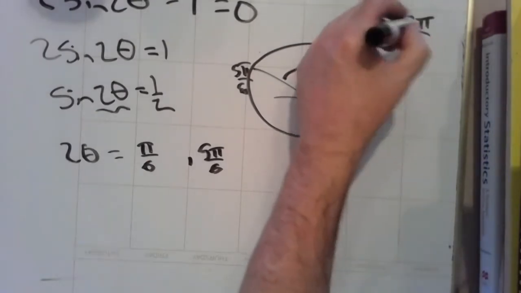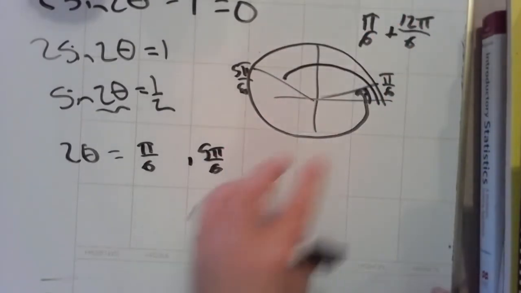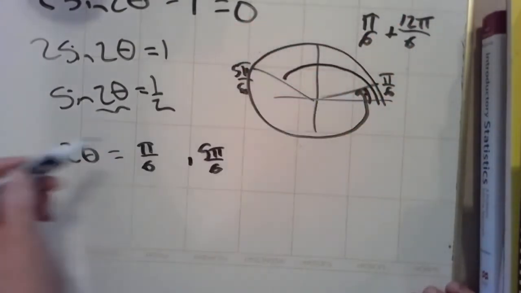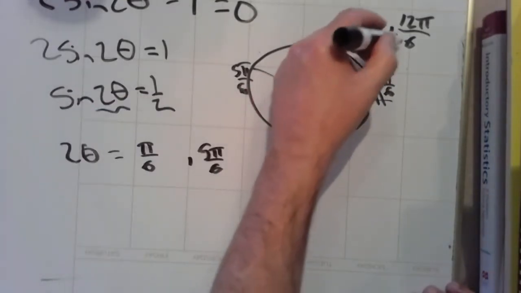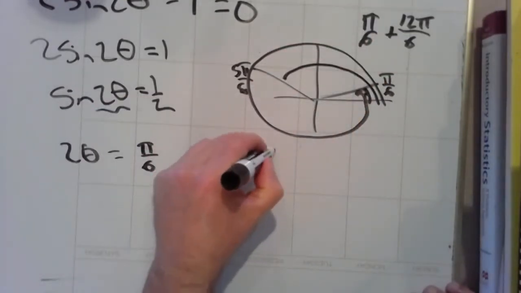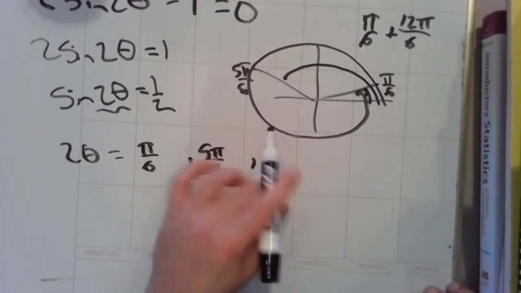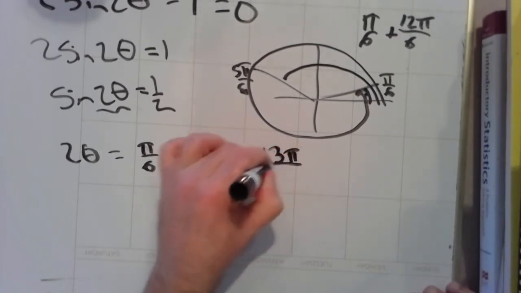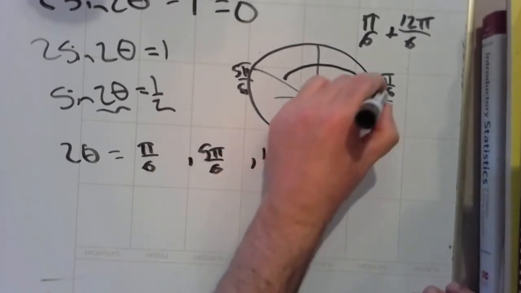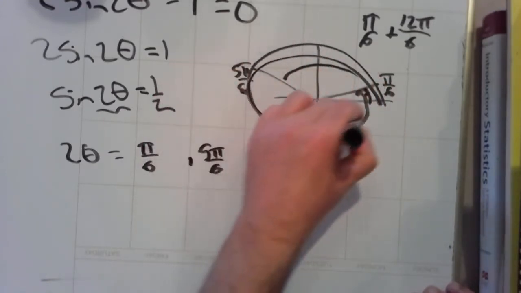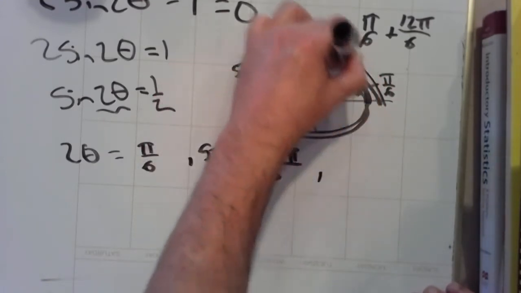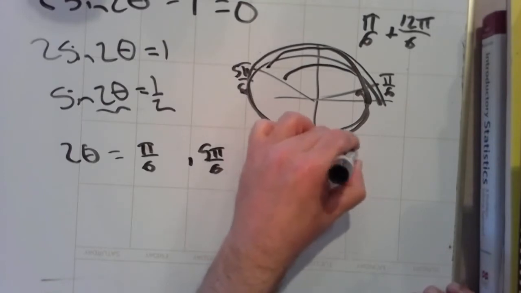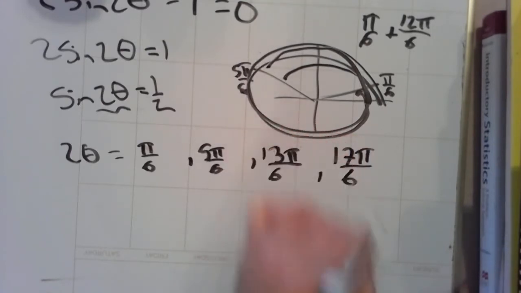Our life's going to be easier if we have a common denominator. So my next time that sine equals 1/2 will be at 13 pi over 6. And then the next time would be, if I go all the way around, 12 pi over 6 plus 5 more, 17 pi over 6.